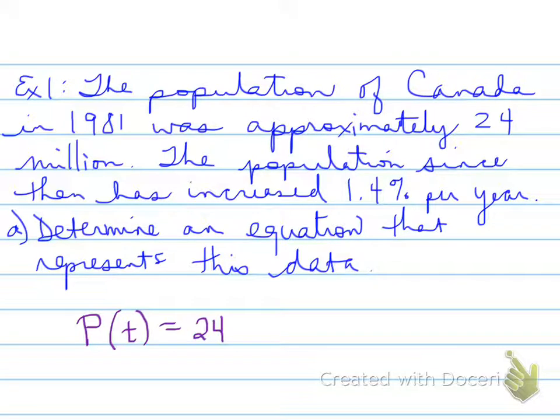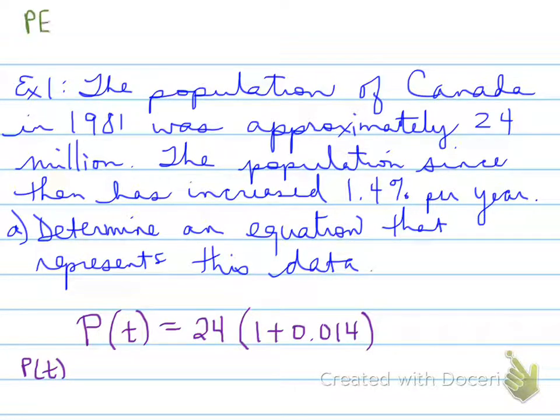P at T is equal to 24. 24 is the starting number. I know it's million, folks. You can write all 6 zeros, or you could represent that P is the population in millions. P at T is in millions. Now, this part over here, 1 plus 1.4%. 1.4% is converted to 0.014. You start with 100% and you add 1.4%.